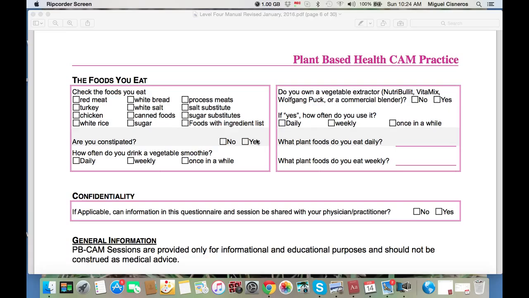Salt substitutes, sugar substitutes, they're all connected with cancer. And then we talked about food with an ingredient list. Begin to slow down. We can never eliminate them. You begin to slow down. Are you constipated?